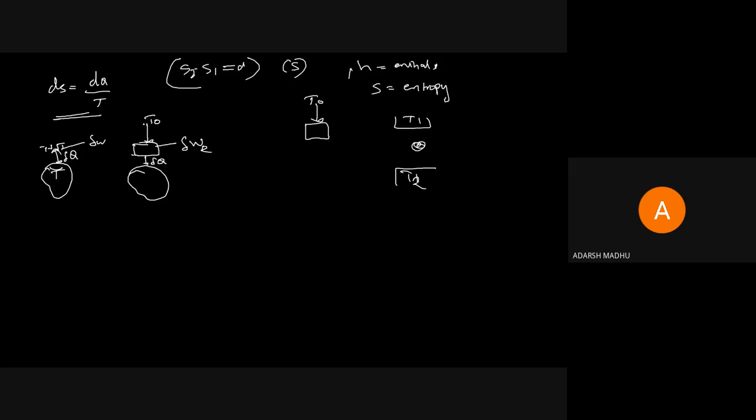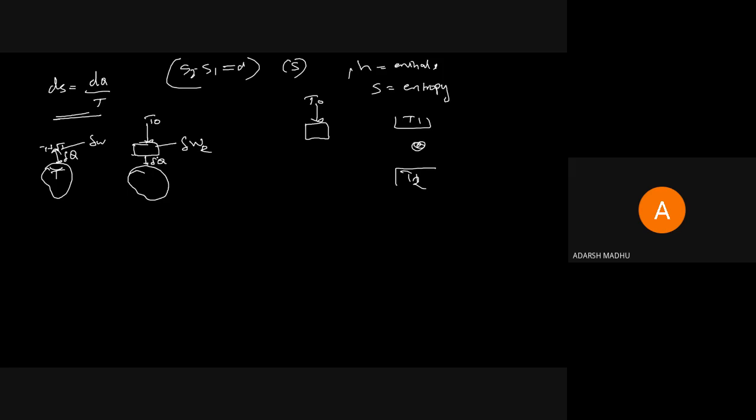The heat transfer is dq, and we additionally add a reversible heat engine. We can treat that reservoir as a reversible heat engine, and the work done will be d of Wr. That is the Clausius theorem.